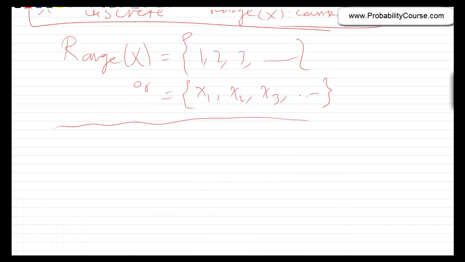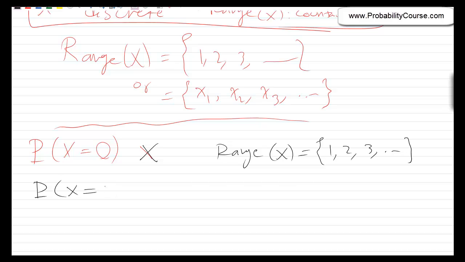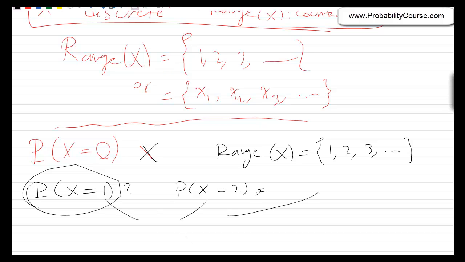So if I have a discrete random variable, I am probably interested in the probability that X takes a certain value, right? So let's say, for simplicity, I have a random variable X whose range is, let's say, natural numbers, right? 1, 2, 3, 4. Now, what would you like to know about this random variable? In particular, you probably are interested to know what is the probability that X is equal to 1, right? What is the probability that X is equal to 2, right? And so on.